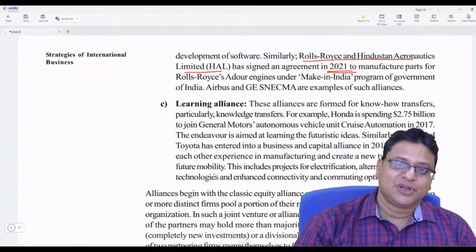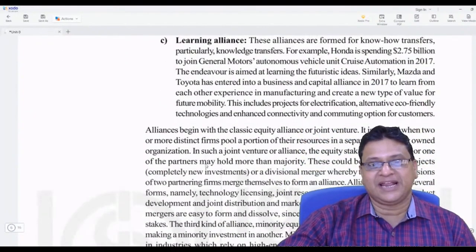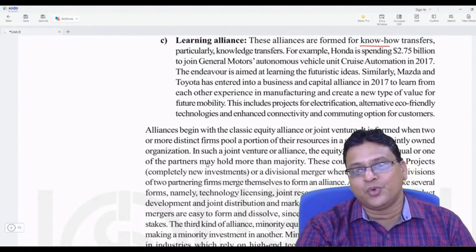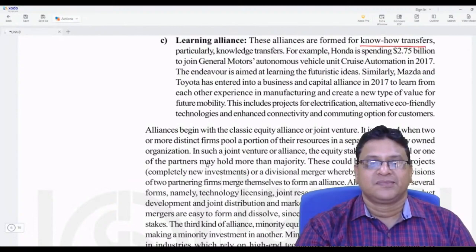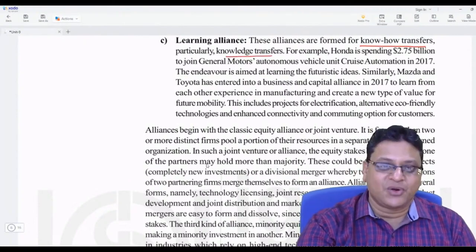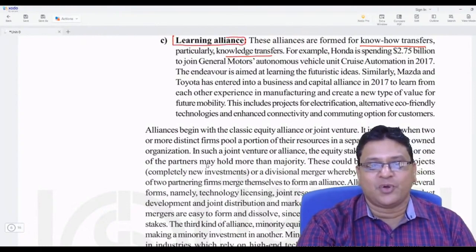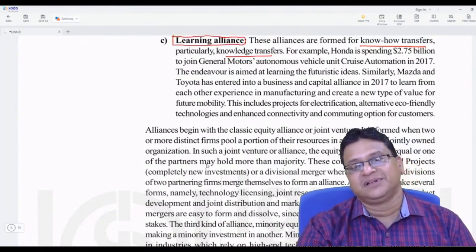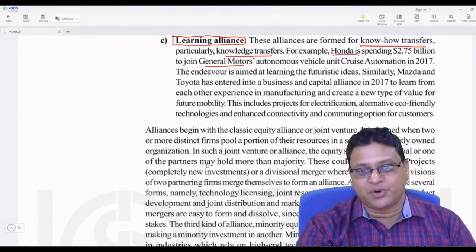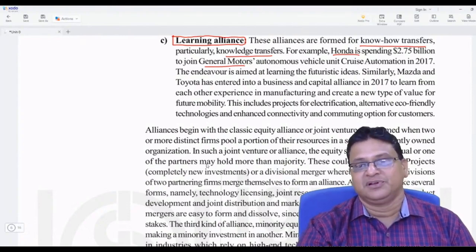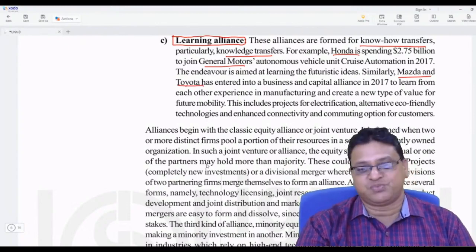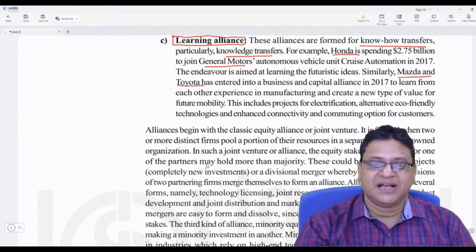Next one is learning alliance. What is a learning alliance? Learning alliances are formed for transfer of know-how or for knowledge transfer. So learning alliances are created for knowledge transfer purpose. Example, there is an alliance between Honda and General Motors for knowledge transfer. Alliance between Mazda Motors and Toyota Motors for knowledge transfer. So this is known as alliance.